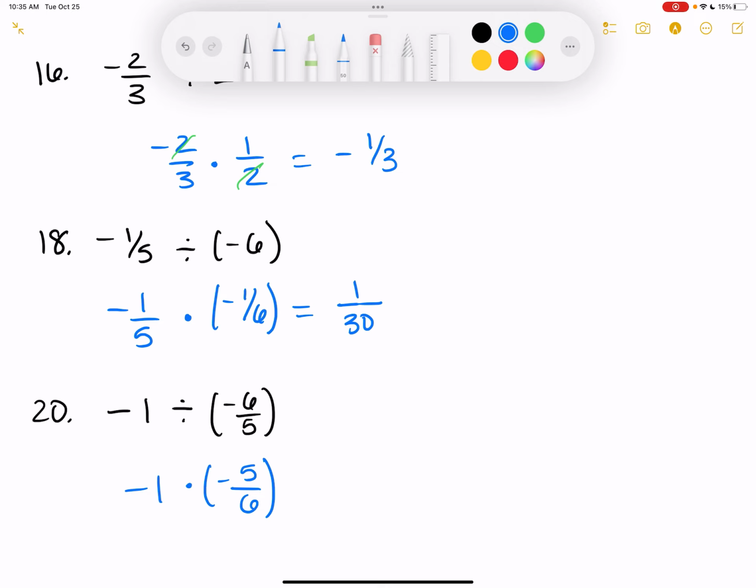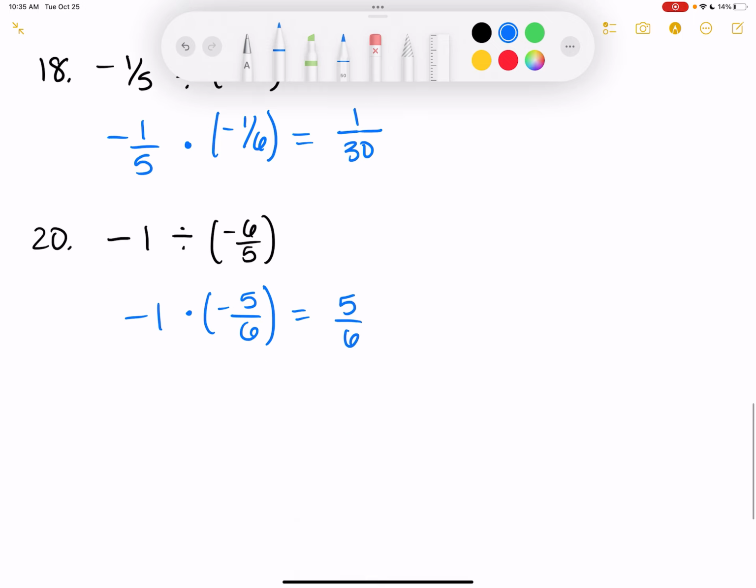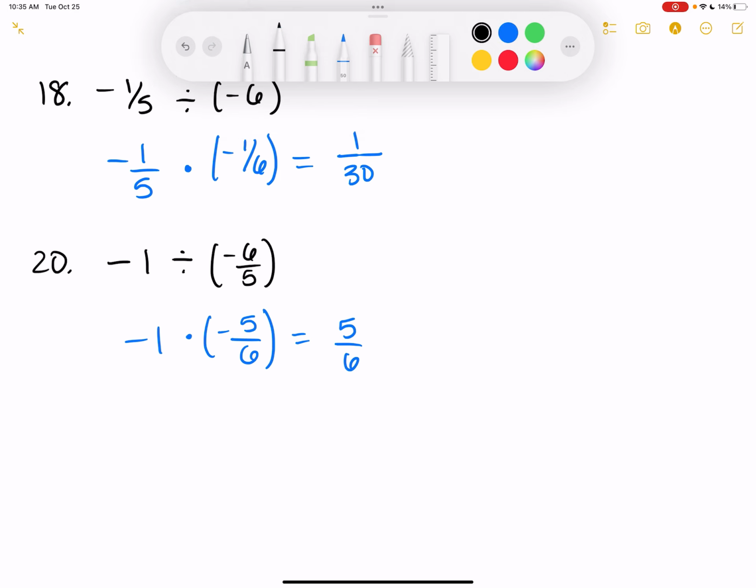Five over 6 negative. Oh, positive 5 over 6. Yep. The opposite, or sorry, I suppose I should say opposite sign. Same sign, so it becomes positive, and then 1 times anything is the anything. All right. One more of these.